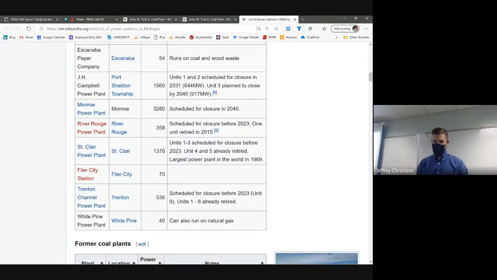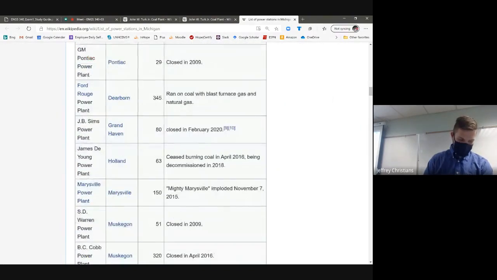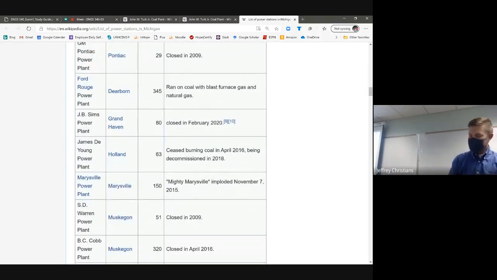So part of that is obviously the transition from coal. Transition away from coal is partly led by environmental concerns. But the reason that every single one of these is closing is because of limits in efficiency and how inexpensive you can make the energy. So it's mainly led by economics. If we look at former coal power plants, oh, there's our one from Holland, the James D. Young Power Plant that closed a few years ago.